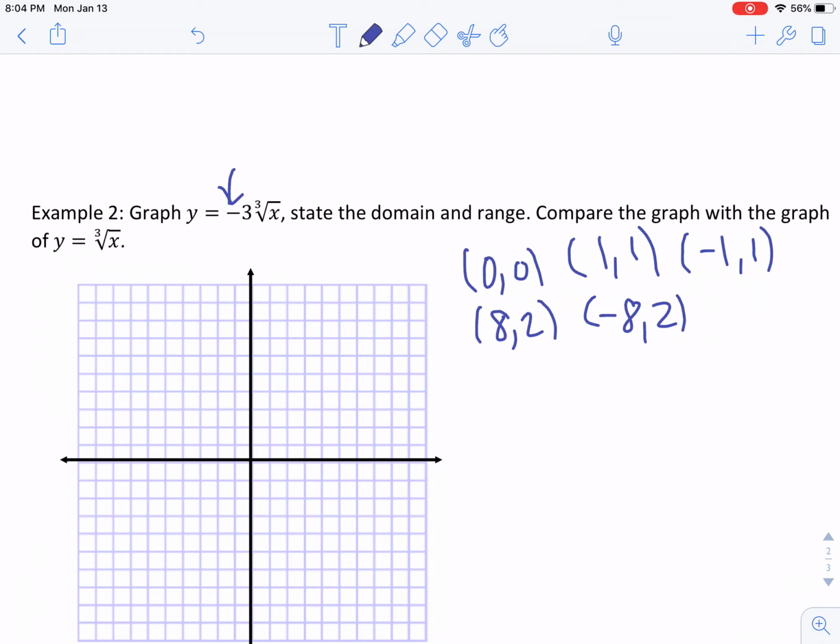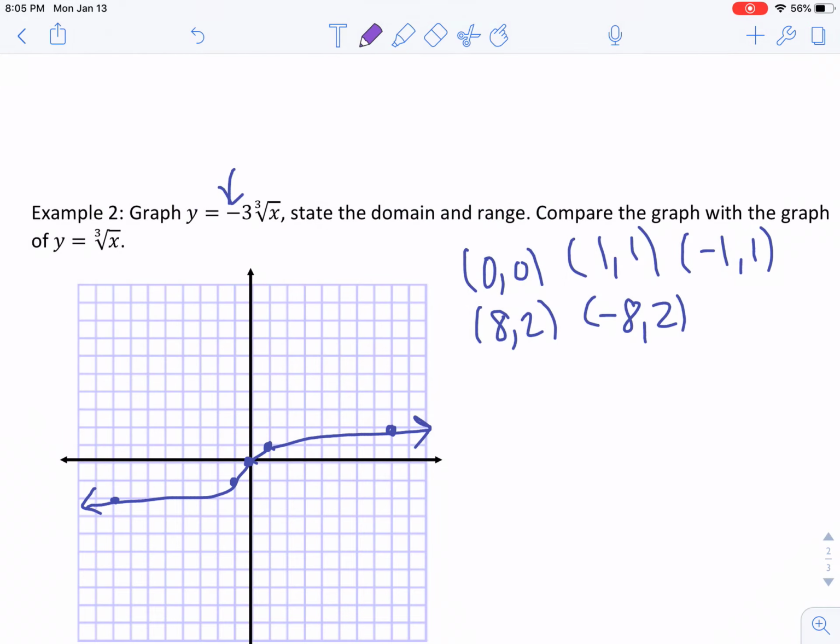The negative is reflecting it. So if I have a point here at (0, 0), and (1, 1), and (8, 2), then (-1, -1), and (-8, -2). Here's my parent graph, and it makes a little S shape. Don't forget your arrows.